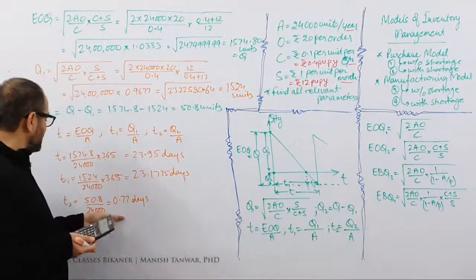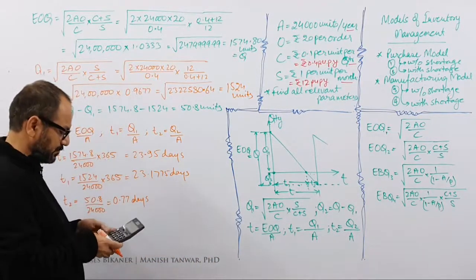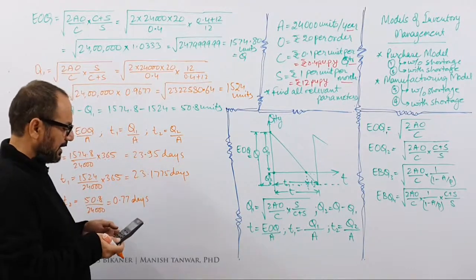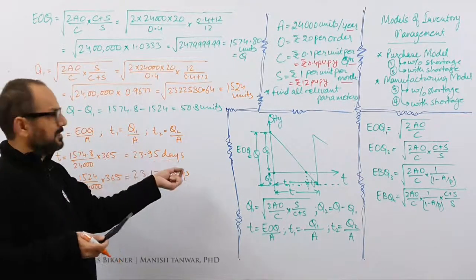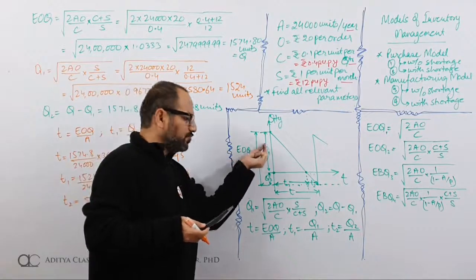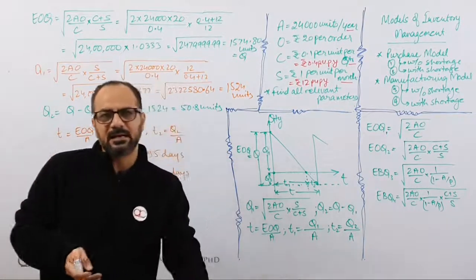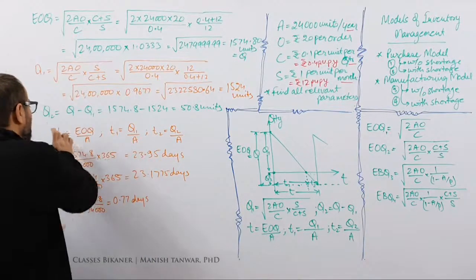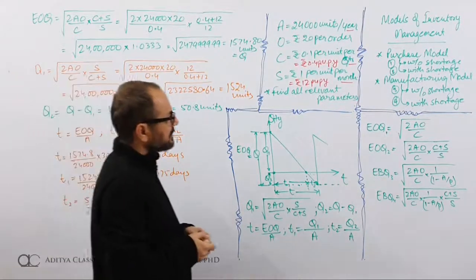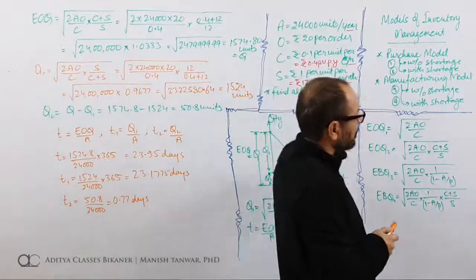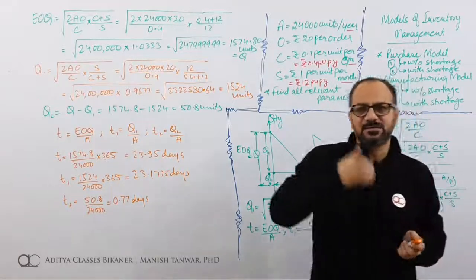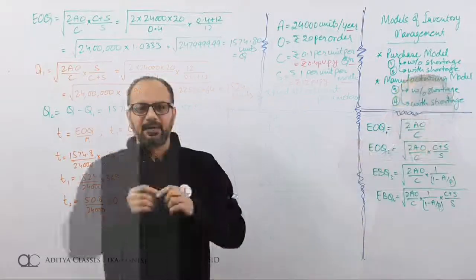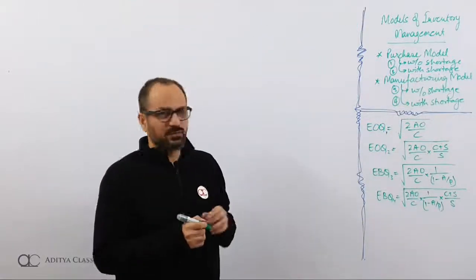Now, complete T should be the summation of T1 and T2. So I have T2 as this, plus 23.1775. I get 23.95 days. So yes, EOQ, Q, Q1, Q2, all values are correct, because T1 and T2 added are becoming T. So this was our second model. In the previous lecture, we talked about the first and third model. And now let us start with our next question.